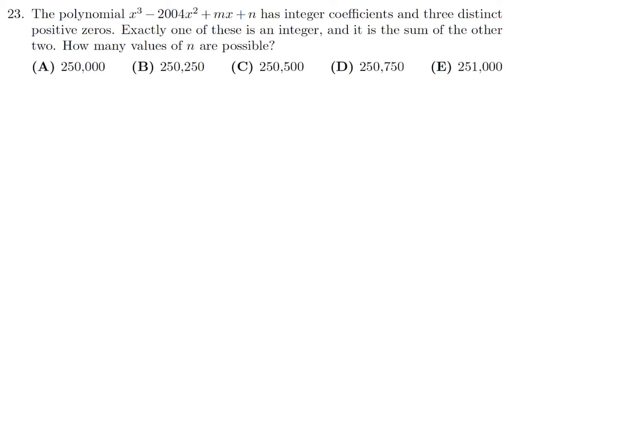Polynomial x to the power 3 minus 2004 x squared plus mx plus n has integer coefficients and 3 distinct positive zeros. Exactly one of these is an integer, and it is the sum of the other two. How many values of n are possible? So we've got 1 times x to the power 3 minus 2004 x squared plus m times x plus n.